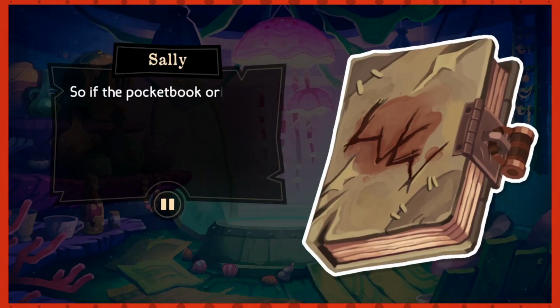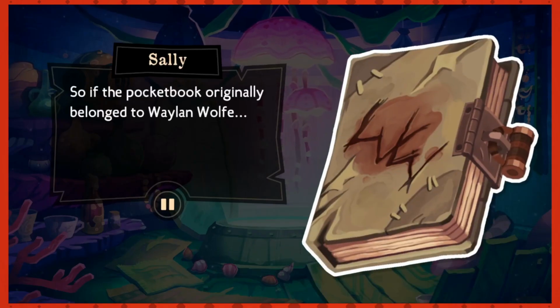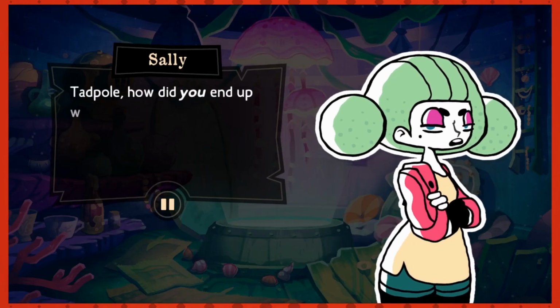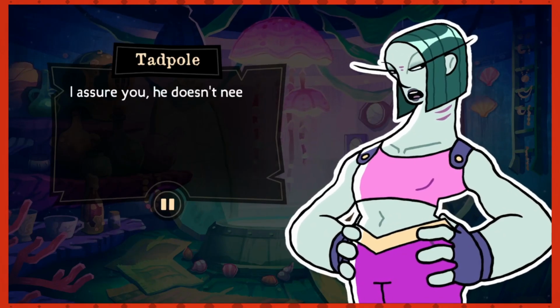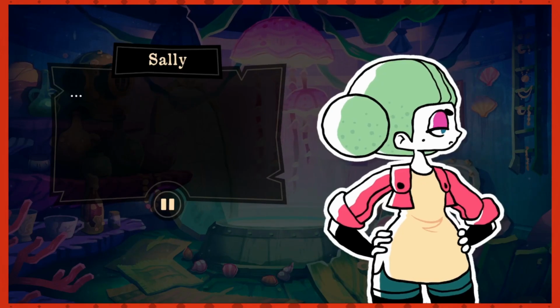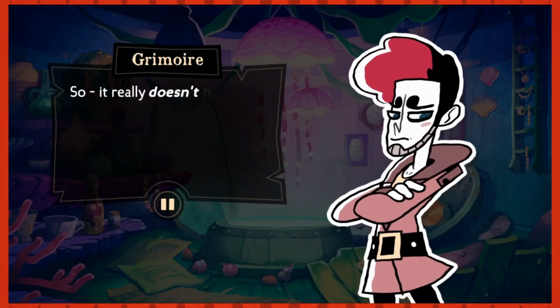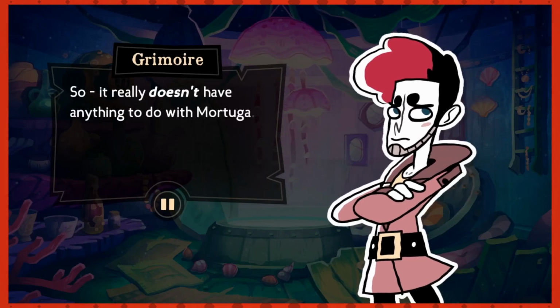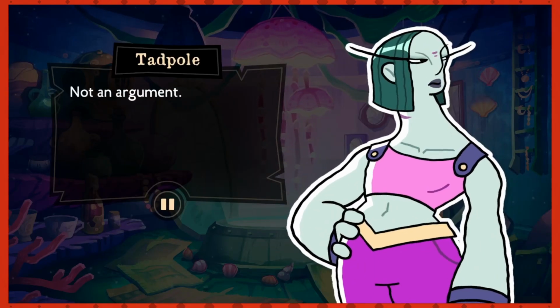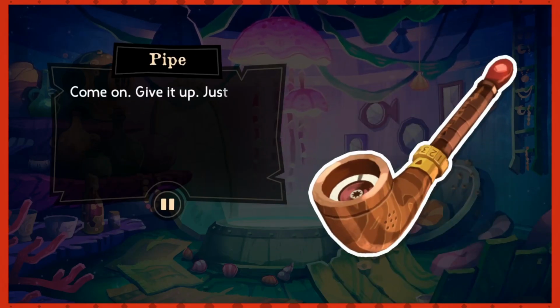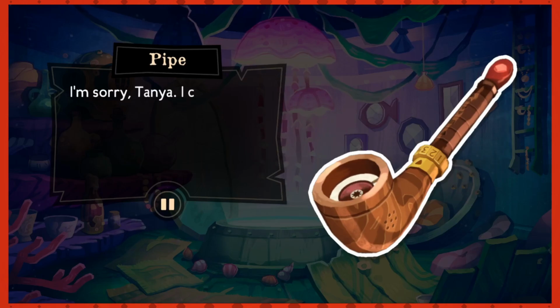So, if the pocketbook originally belonged to Wayland Wolf, Tadpole, how did you end up with it? I took it from him. I assure you, he doesn't need it anymore. Is he dead? So it really doesn't have anything to do with Mortuga. But in that case, what was that argument about? Not an argument. Come on, give it up. Just let me take it. I'm sorry, Tanya. I cannot.